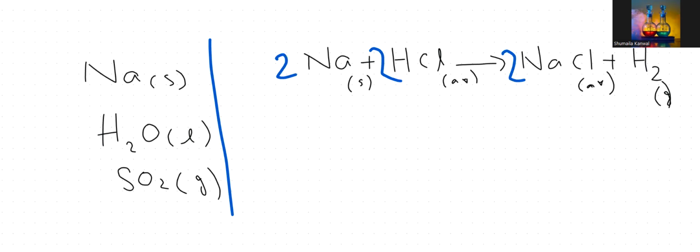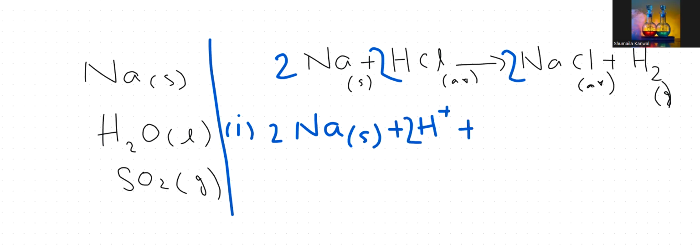Now you will write the ionic equation. Again, sodium is in the solid state, so there is no way to write any charge on the sodium. You will write the sodium as it is. For the HCl, the coefficient 2 represents two HCl molecules in the solution. So you will split the HCl into the respective ions. One HCl molecule will produce one hydrogen ion, so two HCl will produce two hydrogen ions. So you will write the 2 here. What about the chloride? Obviously, there will be 2 chloride ions, one from each HCl molecule.